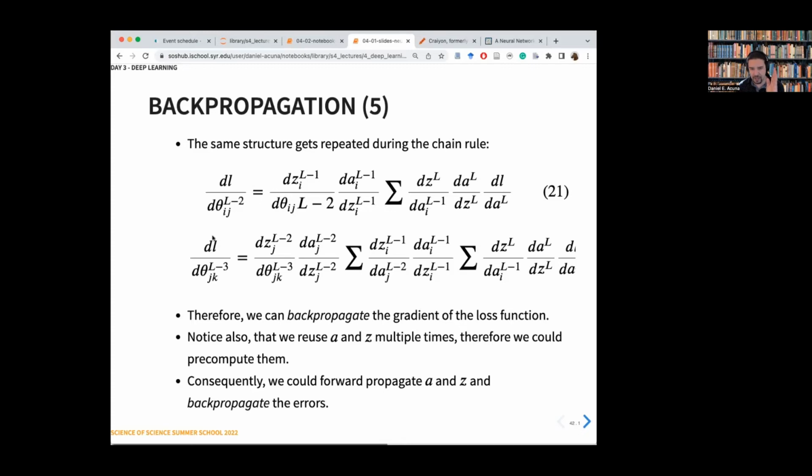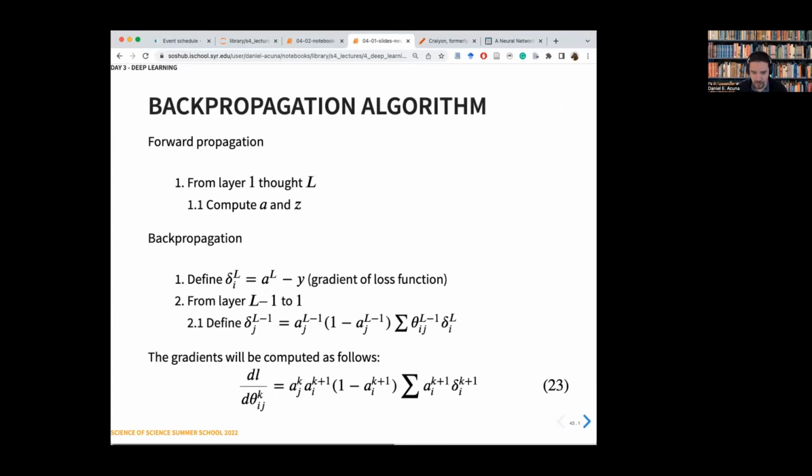What's interesting is that some of these equations, especially this part, is exactly the same as this part. So the derivative of the L-3 layer has a big chunk that is the same as the derivative of the L-2 layer, so you can reuse this entire piece here. That's the idea of backpropagation. You take the gradients from the end of the neural network and you backpropagate these pieces into the beginning of the neural network. And you can simplify this further and define the backpropagation algorithm like so.